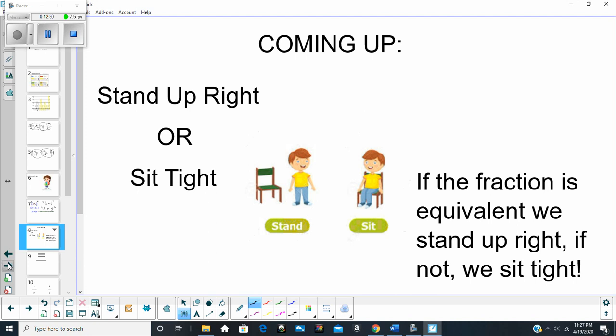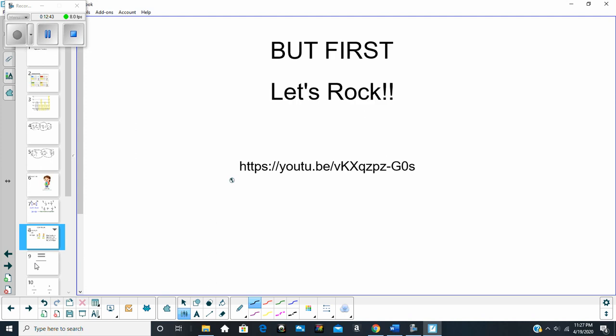Okay, in just a few minutes, we are going to play stand upright or sit tight. Okay, so if the fraction is equivalent, we'll stand up, and if not, we'll stay seated. But first, let's rock out to a fraction song.